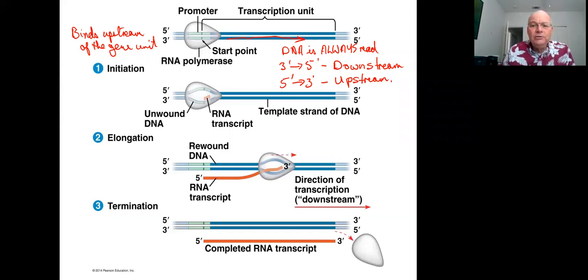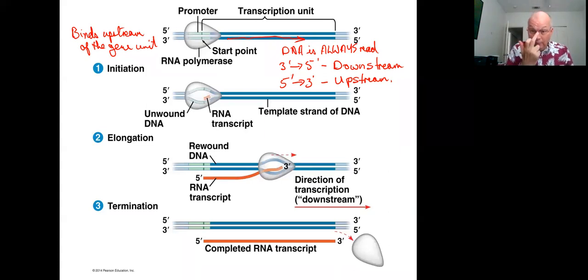Termination occurs particularly in bacteria when the RNA polymerase encounters a sequence of nucleotides at the end of the gene unit called the termination sequence that triggers the ending of transcription and the disengagement of the RNA polymerase and the release of the transcript, which in the case of the bacteria is the intact messenger RNA.